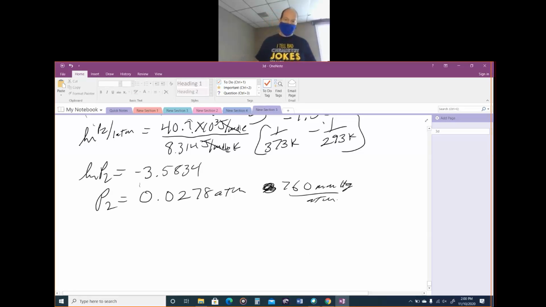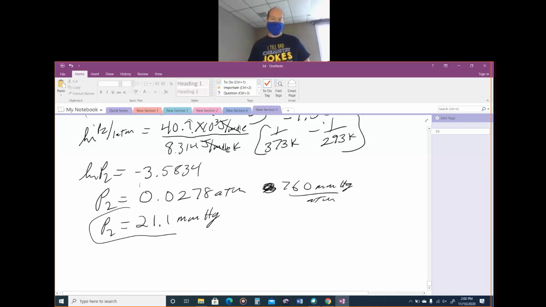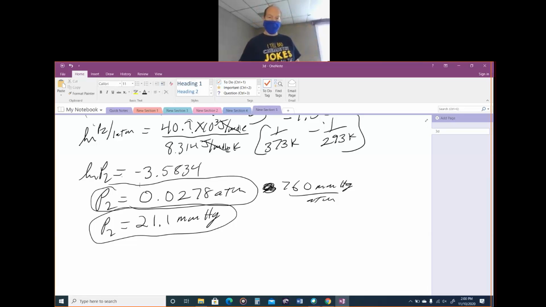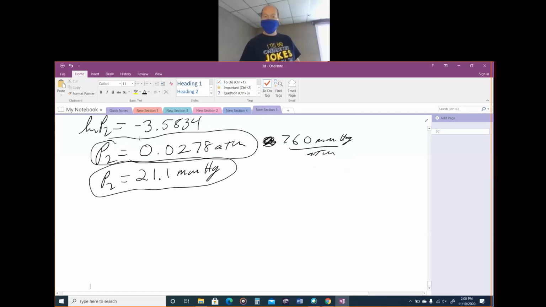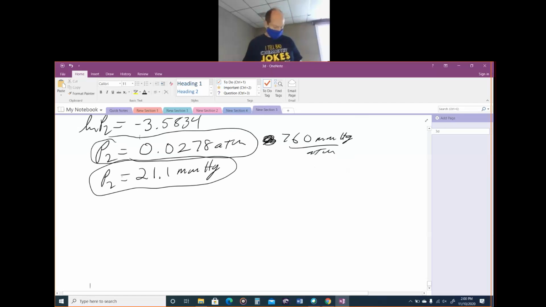It doesn't say you have to be in millimeters of mercury, but I always, when I do vapor pressures, want them in millimeters of mercury. So multiply that by 760 to get the 21.1 millimeters of mercury. All right, if it doesn't say, of course, this is exactly the same answer in atmospheres. There's the answer in millimeters of mercury. So make sure you know how to convert from atmospheres to millimeters of mercury. Many times it is asked for pressure in millimeters of mercury.